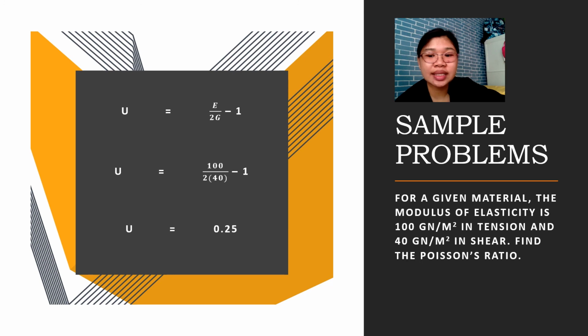So for elasticity in tension, that is the modulus of elasticity. And in shear, that is the shear modulus of elasticity, which is the G. So substituting it in our formula, again, you have to perform E over 2G first before minusing it to 1. So E over 2G is 1.25 minus 1, and the answer is 0.25. Our Poissons ratio is 0.25.